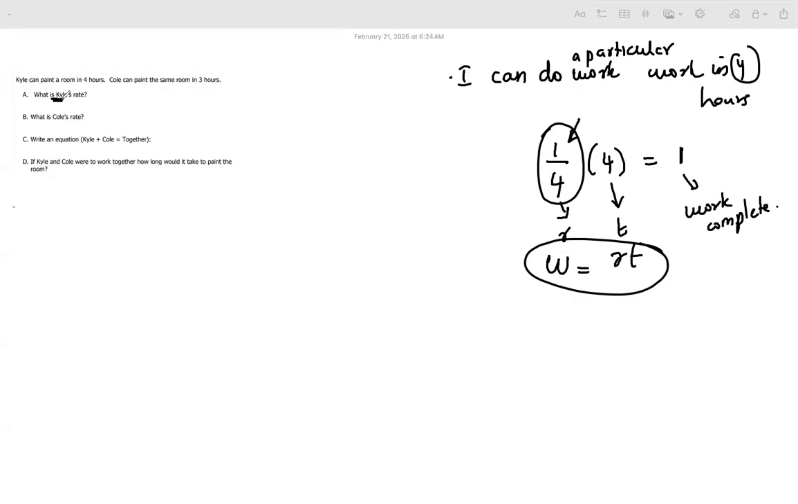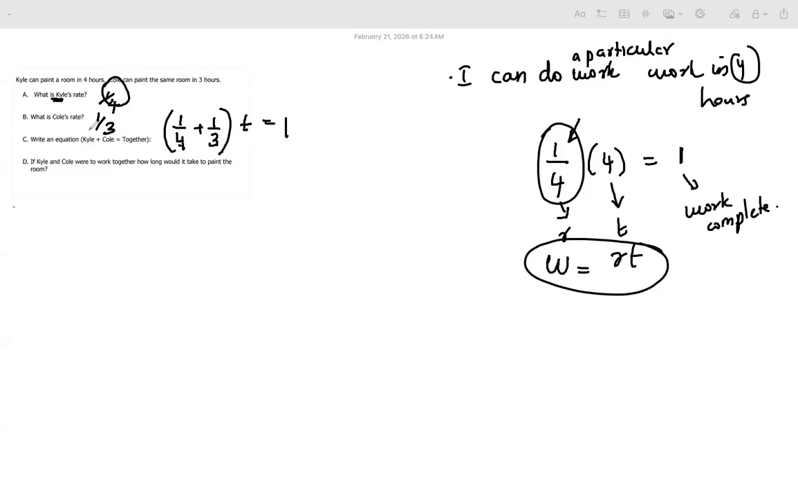What is Kyle's rate? It is 1 by 4. Cole's rate is 1 by 3. Now write an equation. How to write an equation for together, if they work together? If they work together, then the rate becomes 1 by 4 plus 1 by 3. That is their rate. How much time they both will take together, we don't know. That will be equal to 1. Does that make sense?